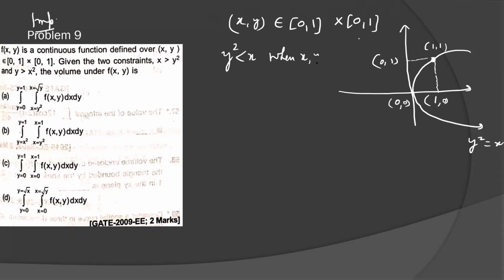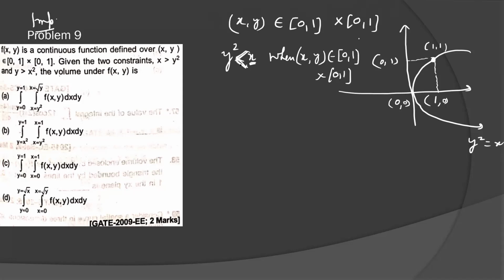When x and y are between 0 to 1, comma cross 0 comma 1. So always see the symbol. It is taking an x-axis. It is telling the x-axis is greater.